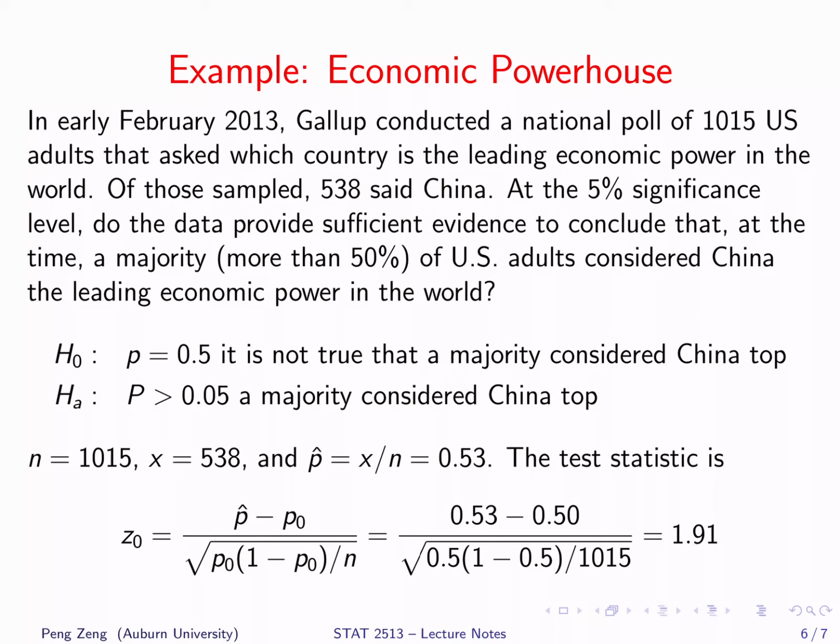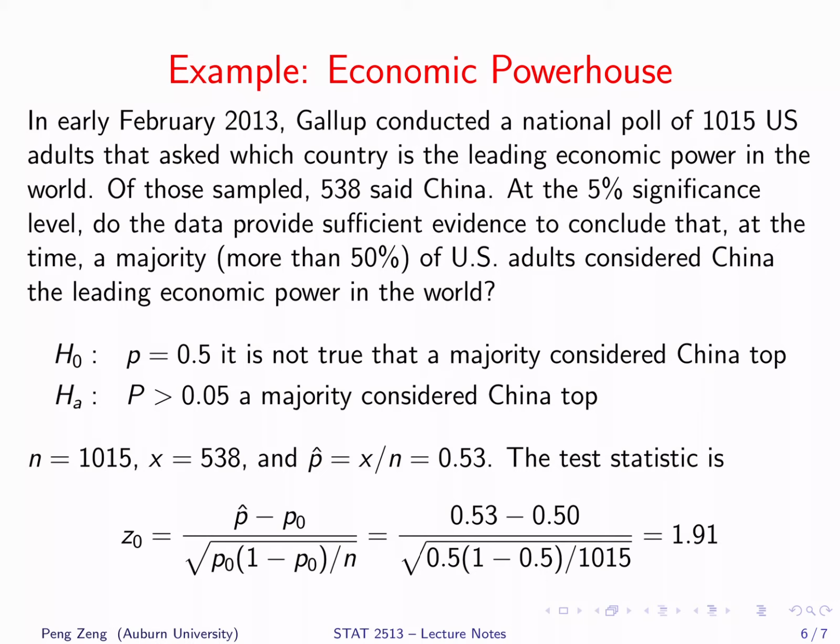In this problem, the sample size is n equals 1015 and x equals 538. We can see that n times p0 equals 1015 times 0.5. Clearly, this number is larger than 5. Similarly, n times 1 minus p0 is also larger than 5. The assumption of the one proportion z-test is satisfied.